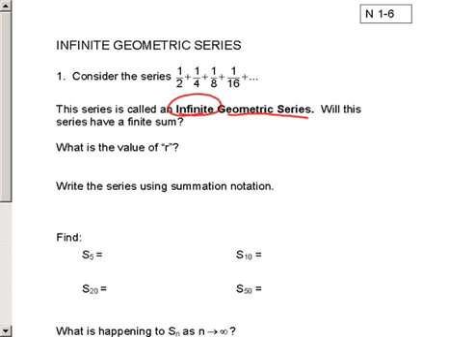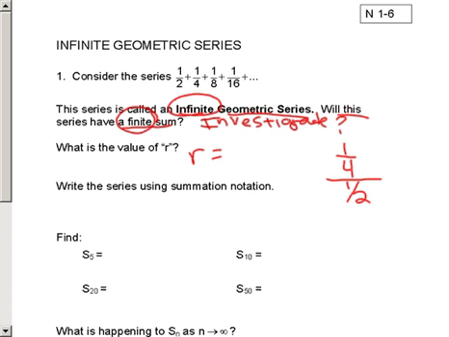So right here, we're going to investigate whether or not this is true. It says, will this have a finite sum? Meaning just a number. Like 1, 2, 3, 4, 5, just a number. It will. This one will. So I'll show you. So we're going to investigate. So what is r equal? Take 1/4 divided by 1/2. You get 1/2. Good. So r is 1/2.